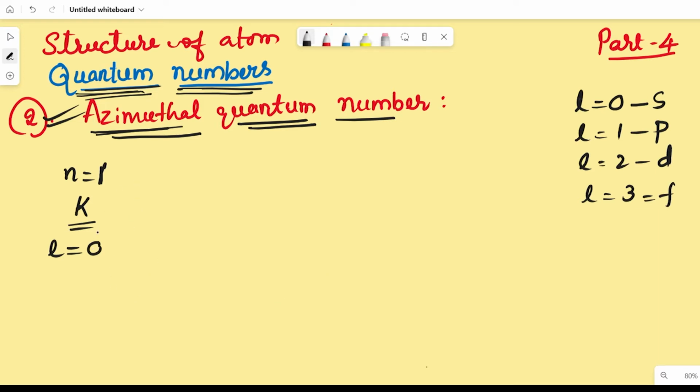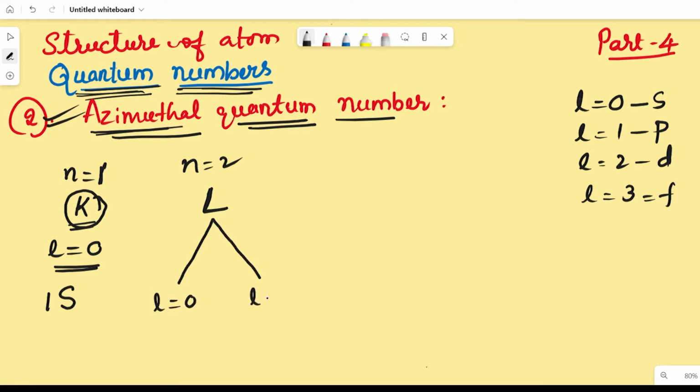So here for the first K shell, l has only one value, that is 0, which means only one s orbital will be present. If n is equal to 2, that is the L shell. The L shell contains 2 subshells, so l is equal to 0 and l is equal to 1. For l equal to 0, that is the 2s orbital. For l equal to 1, that is the 2p orbital, right?